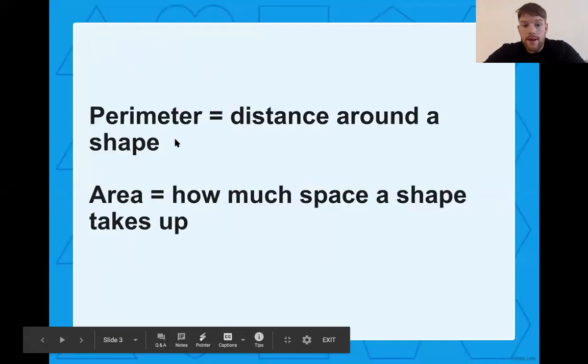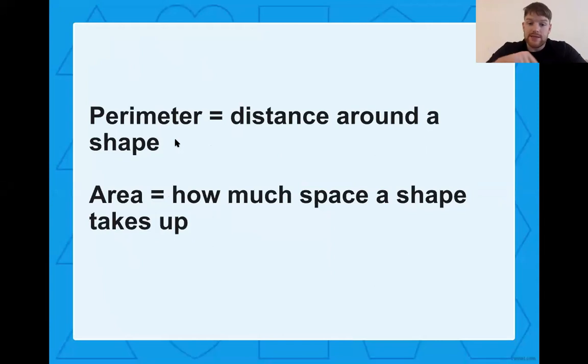Right. Perimeter is the distance around the outside of the shape. Whereas, as Ms. Claire went through with you yesterday, area is how much space the whole shape takes up inside. So the whole inside of the shape. How much space does the shape take up in total? Whereas the perimeter is just the distance around the outside of it.